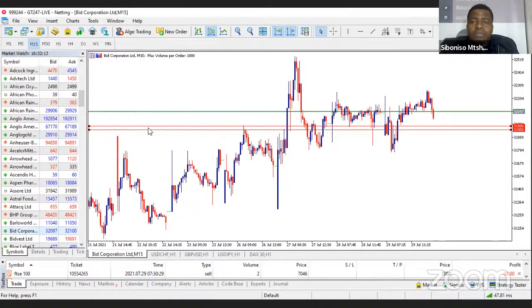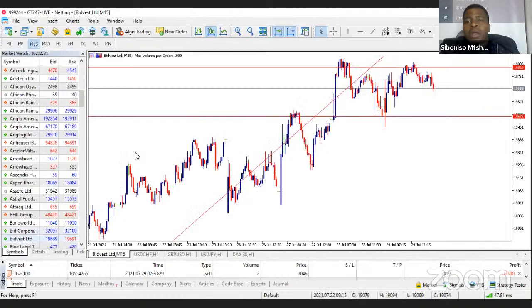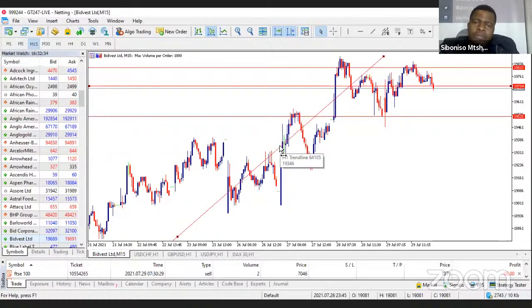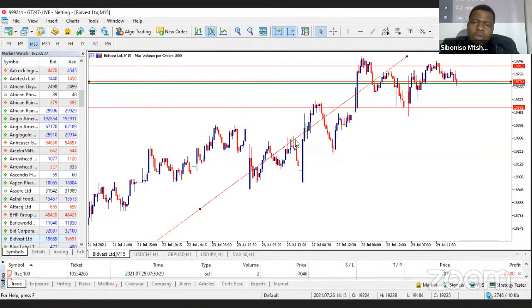So yeah, but that particular movement is also interesting. Let's check out Bidvest. You remember Bidvest, we had this big support and resistance. So we also have another one. Now this is an old support and resistance, I mean a trend line.